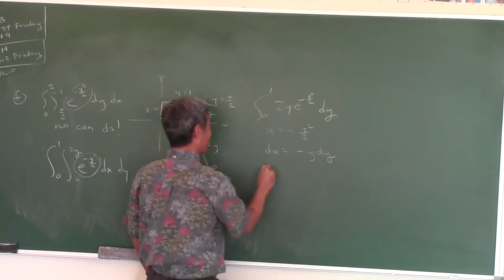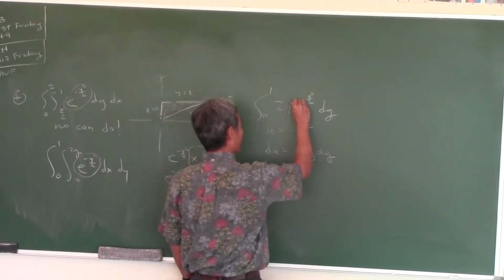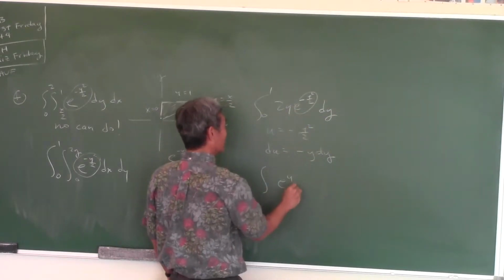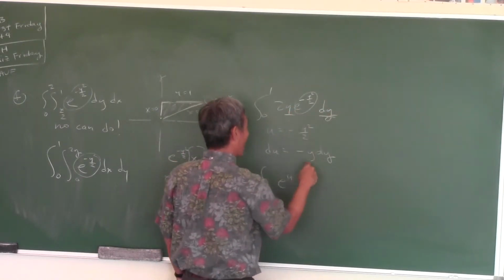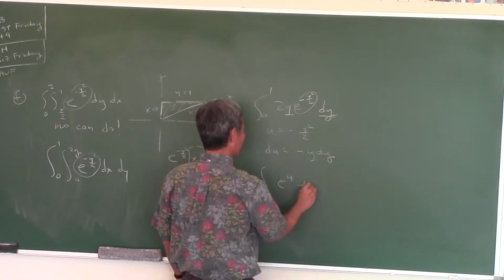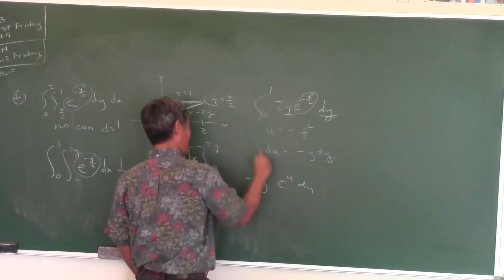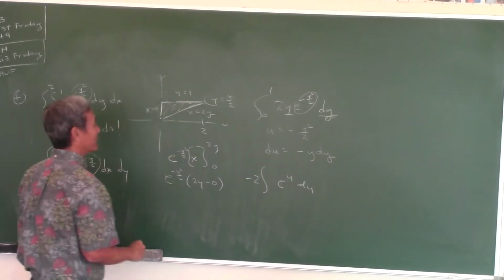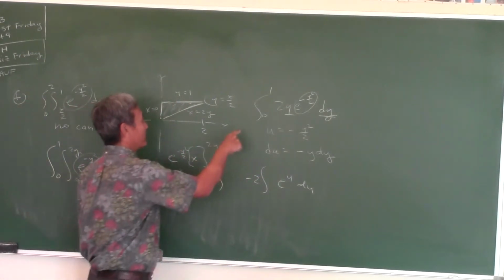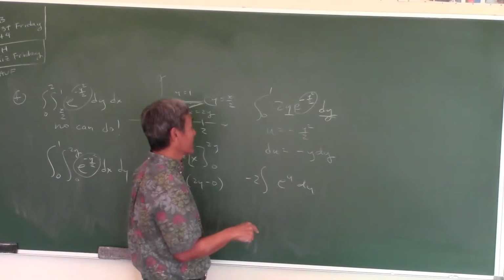So substituting it in here, what is this? That's e to the u. y dy is negative du, and then what? This 2 gets thrown outside. And then what are my new limits of integration? Remember, when you do a substitution, the limits of integration change, right?